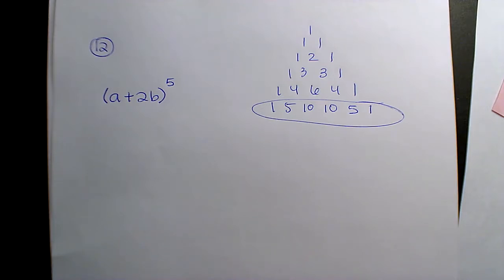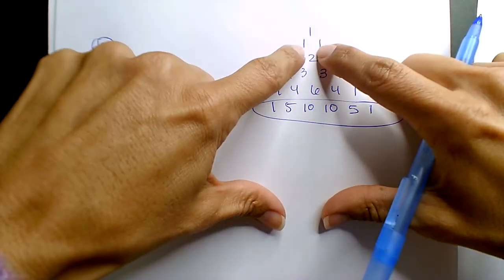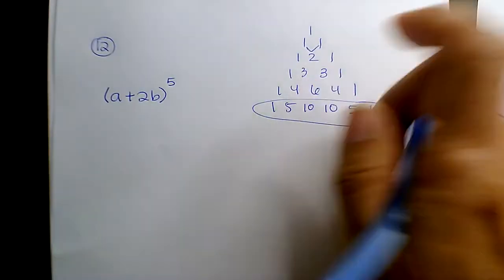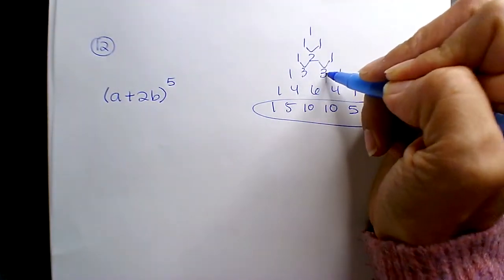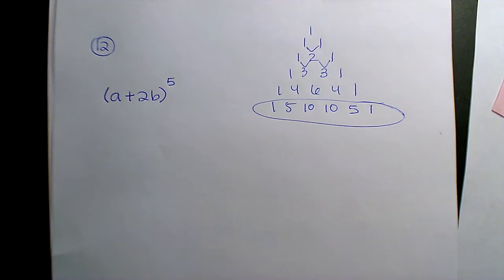And then the rule is you add another one to the left and the right, and then from there you add. So you added the one and the one, but the two came from one plus one, and there's your two. One plus two, three. Two plus one, three. And that's just how you build it up.